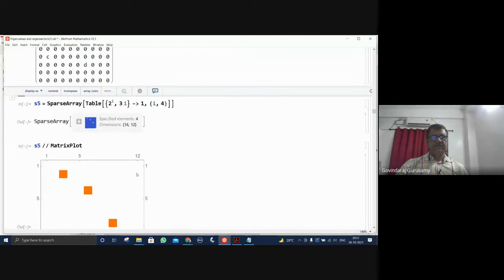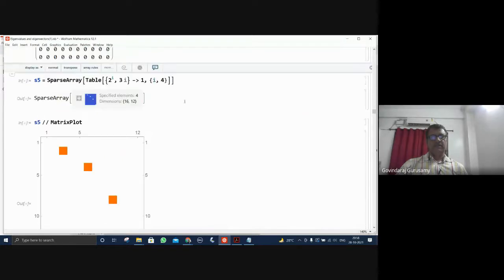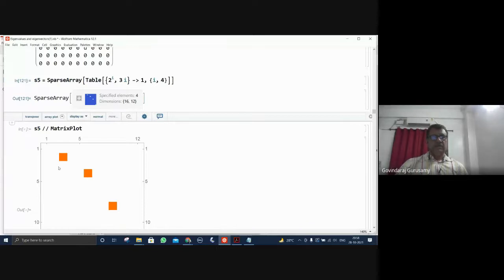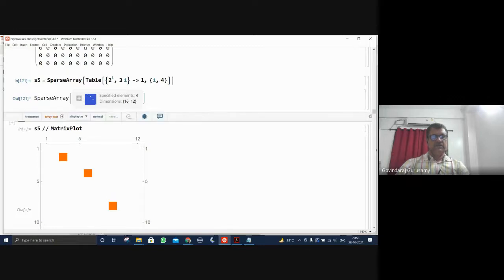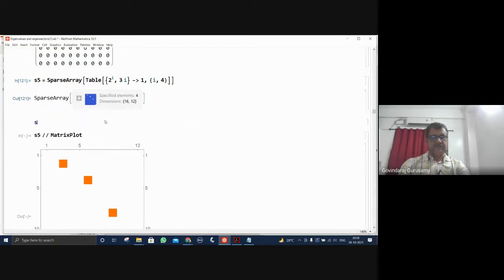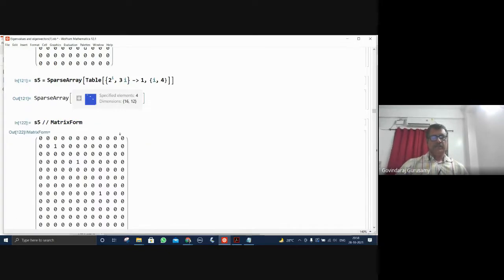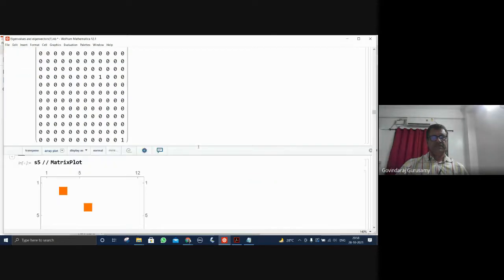Okay, right. So now this is the sparse array, and we can have a matrix plot here. Well, yeah, what is this? 5 by 4. So let me try here. Okay, put it in a matrix plot, or before that I wanted to see what this matrix looks like. S5 in a matrix form, let us say. This is the matrix. Okay.